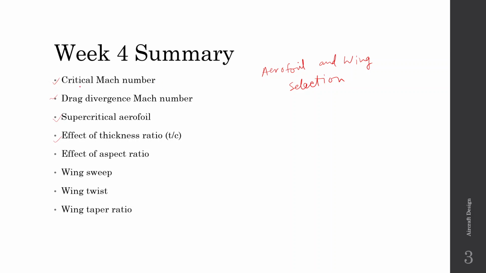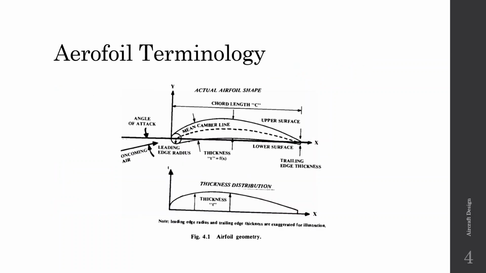So in this week sir has discussed critical Mach number, drag divergence Mach number, supercritical aerofoil, effect of thickness ratio, effect of aspect ratio, wing sweep, wing twist, and wing taper ratio. Okay, so these are important things when selecting an aerofoil and wing. So, I'll revise some topics. So, aerofoil terminology. So, we draw.